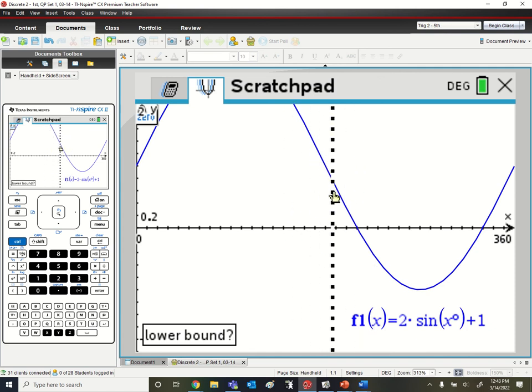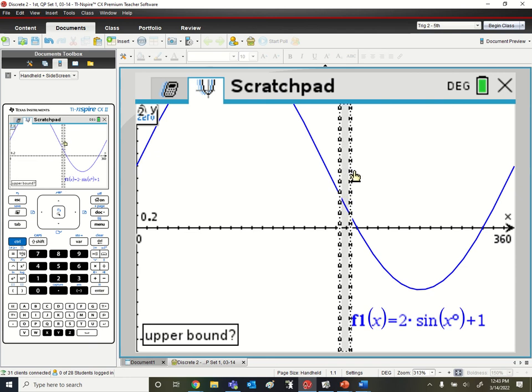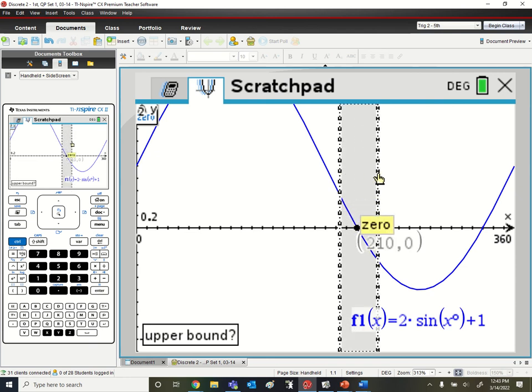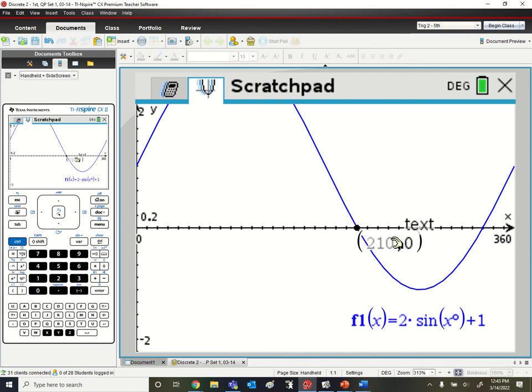Wait, what did you just do? Okay, you did analyze graph, and then what are we looking for? 0, right? So, lower bound, use my mouse. I'm going to click on the left-hand side. Lower bound means the left-hand side. Click it. Upper bound means the right-hand side. So drag it. So my answer is 210.